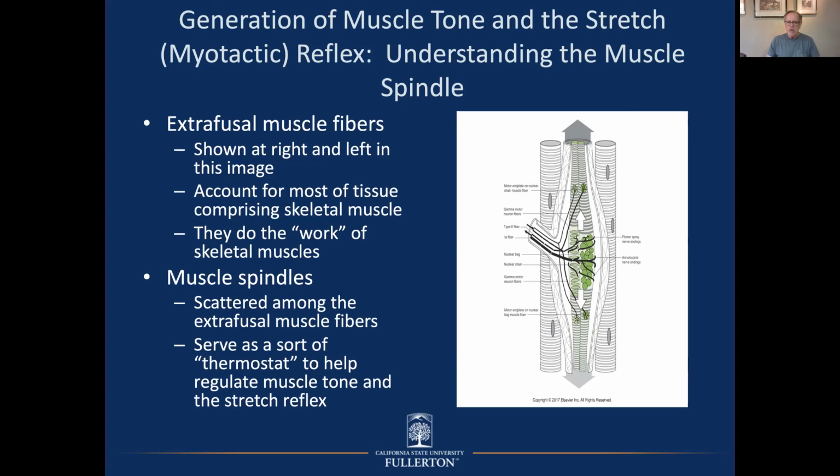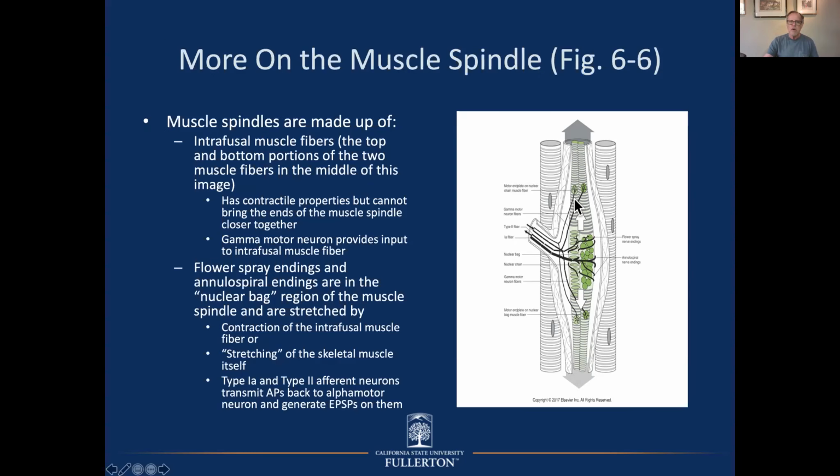Scattered among those extrafusal muscle fibers are these structures, and they are called muscle spindles. Now, it shows it really big here, but they're actually much smaller than extrafusal muscle fibers and just simply scattered among the extrafusal muscle fibers. And we're going to understand those at a more detailed level, because those are very important in the regulation of muscle tone and the stretch reflex, these muscle spindles. So this whole thing is a muscle spindle, and it's got some different parts. Now we're going to look at the different parts.